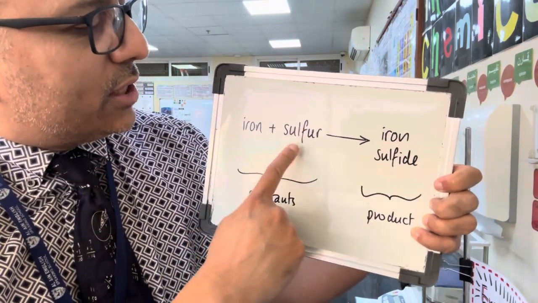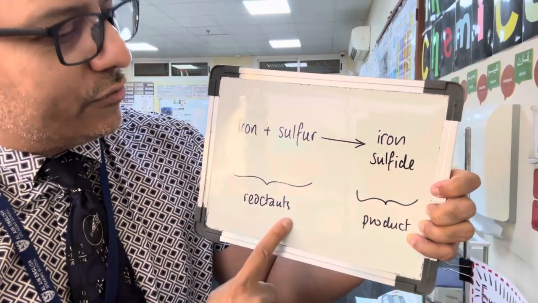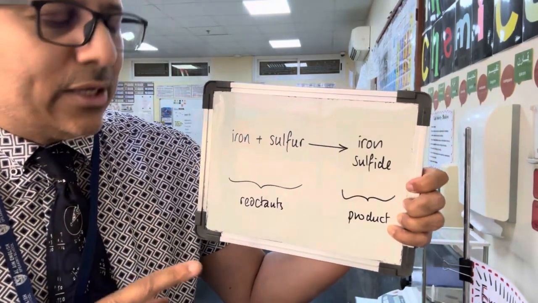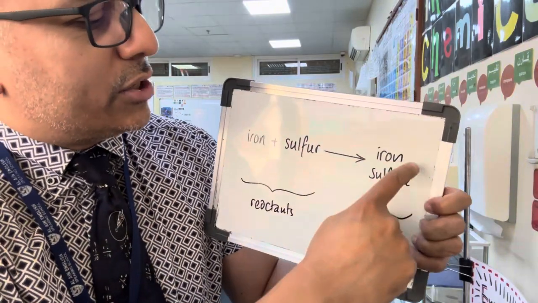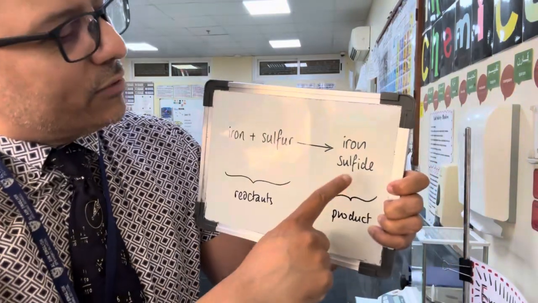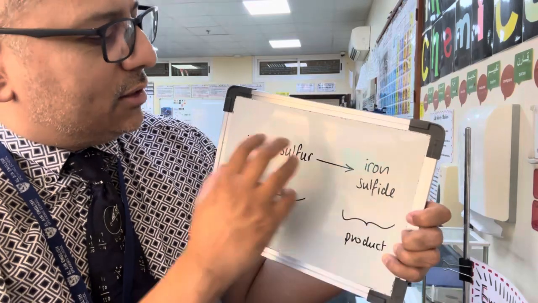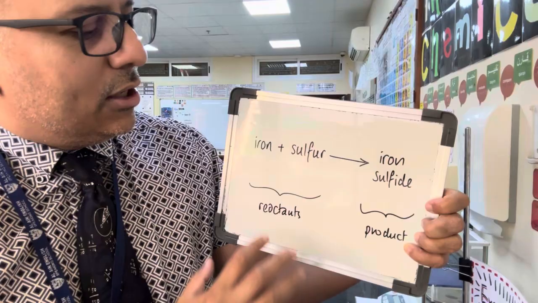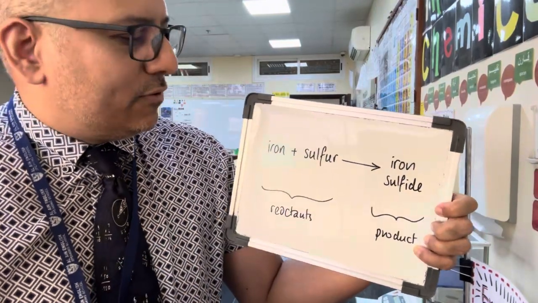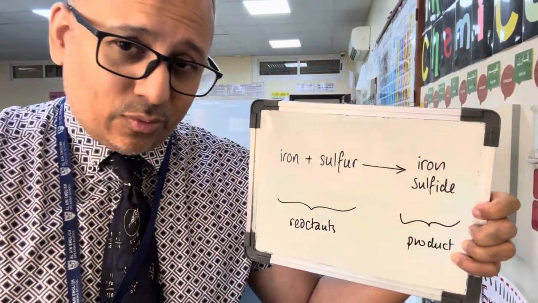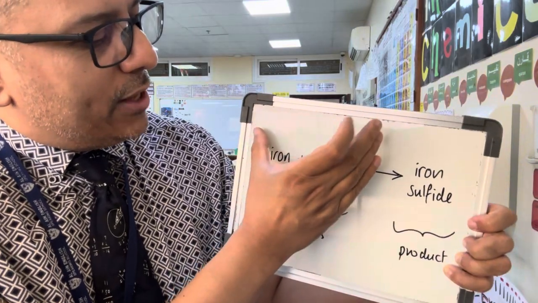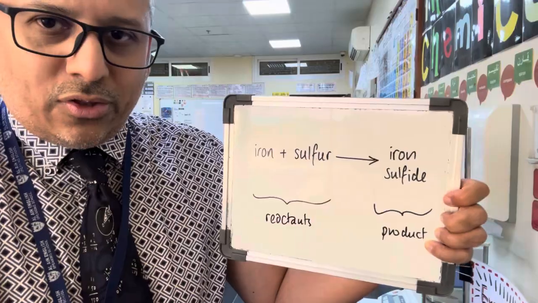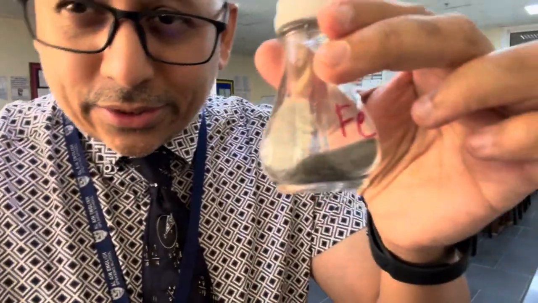So the iron and sulfur is what you start off with. They're called reactants, and what we make in this particular chemical reaction is a compound. It's a product called iron sulfide. Now, don't worry about the endings of the names and the spelling of the word sulfide here. You don't have to worry about that at this stage if you are just starting your journey with word equations. Just remember that you've got reactants on the left hand side and products on the right hand side.